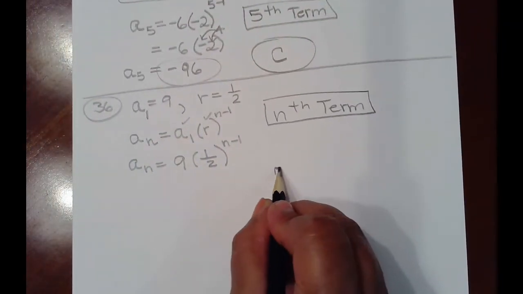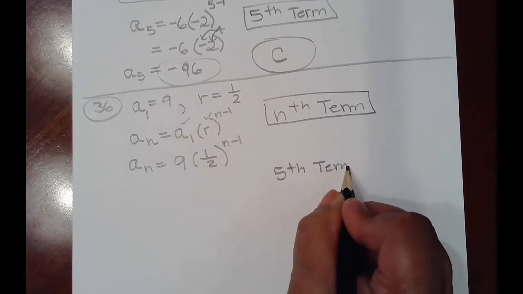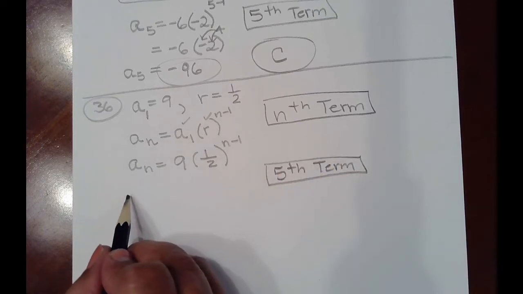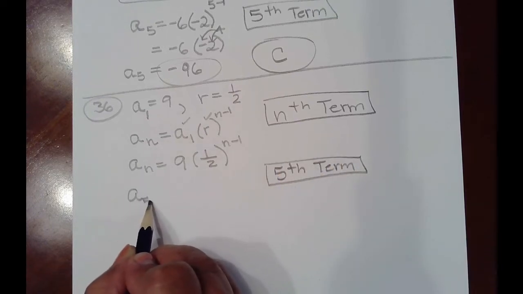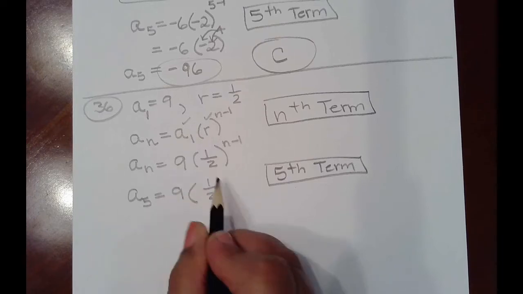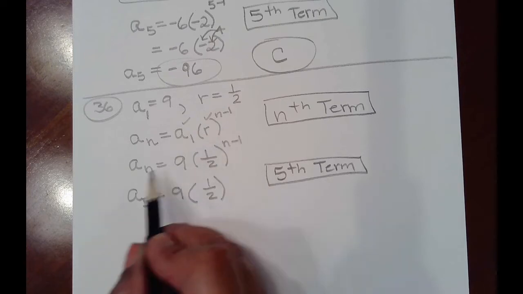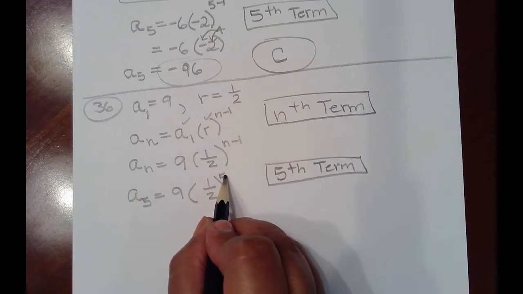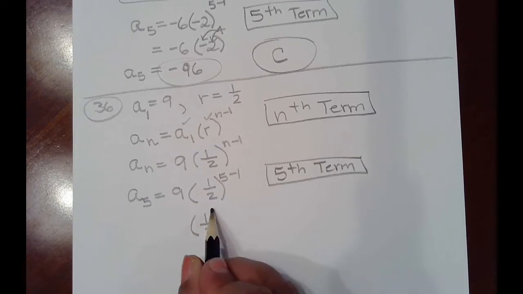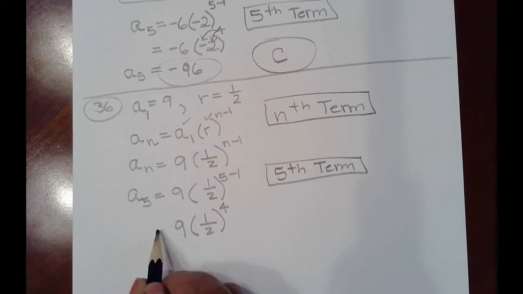So now I'm going to use it to get to the fifth term, which was the other question asked in the instructions for numbers 34, 35, and 36. So the fifth term is 9 times 1/2. I put a 5 there, and I'll also put a 5 here. Anywhere that you see an n, I'm putting a 5. So now this is 1/2 raised to a power of 4 times 9.